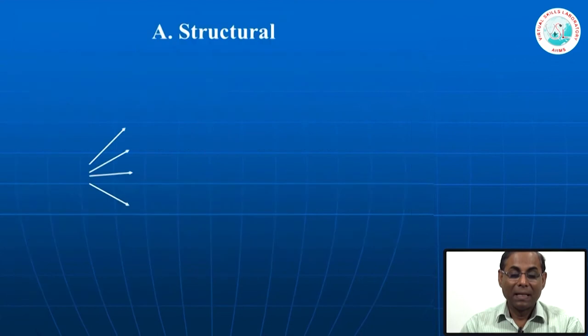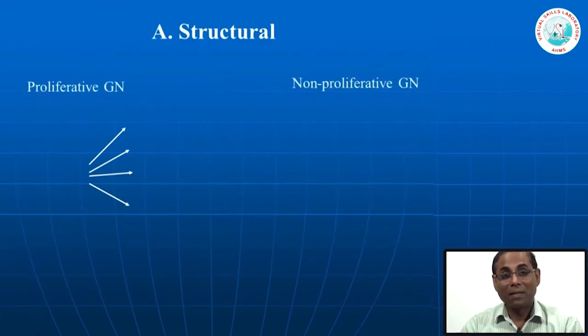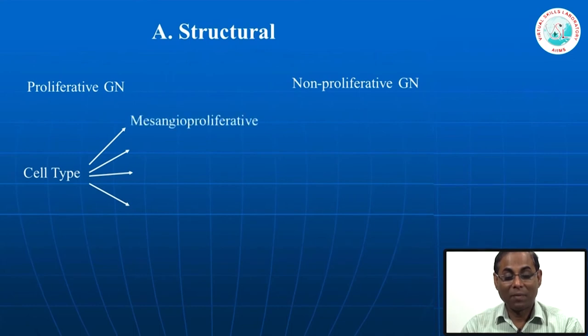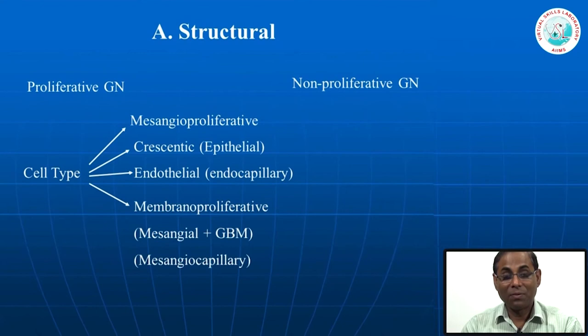Now, with this, let us come to the next phase, proliferative glomerulonephritis. As I mentioned in the introduction, you can classify proliferative glomerulonephritis according to cell types. So, there is mesangial proliferative glomerulonephritis, and crescentic glomerulonephritis, which is mostly associated with podocyte proliferation. Then endothelial proliferation leads to endocapillary proliferative glomerulonephritis. There may be membranoproliferative glomerulonephritis, where both glomerular basement membrane abnormality and mesangial abnormality can be superimposed.